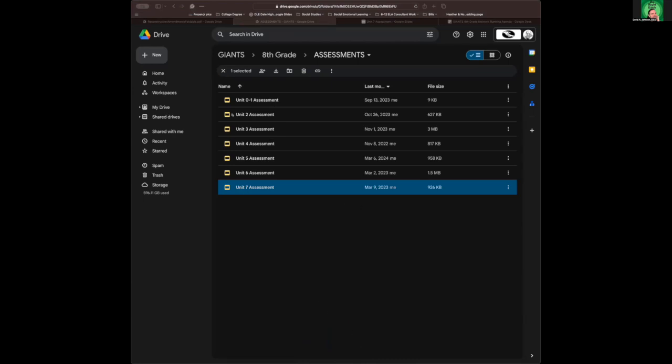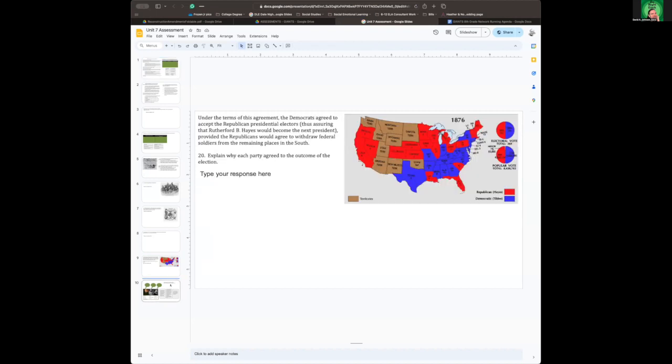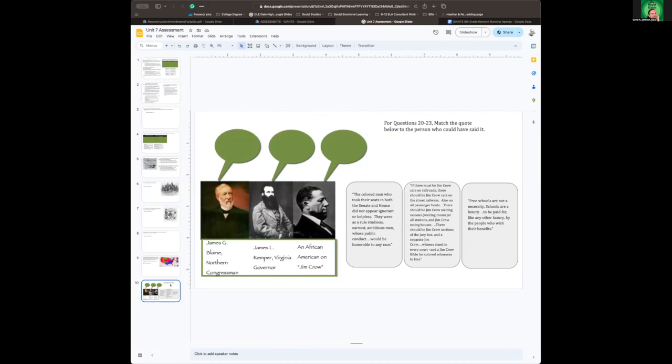You can see we've got one for unit 0 and 1 that go together. We've got one for unit 2, 3, 4, 5, 6, and all the way up to 7. So these are all in a Google slide deck format, because again, if you decide to give these to students and you decide to do them virtually, you can use Google Classroom to share a copy with everybody and they can do their work inline. But these also print relatively nicely, so you could choose to go that route as well if you still wanted to do paper pencil. So this particular assessment has a grand total of 23 questions on it.